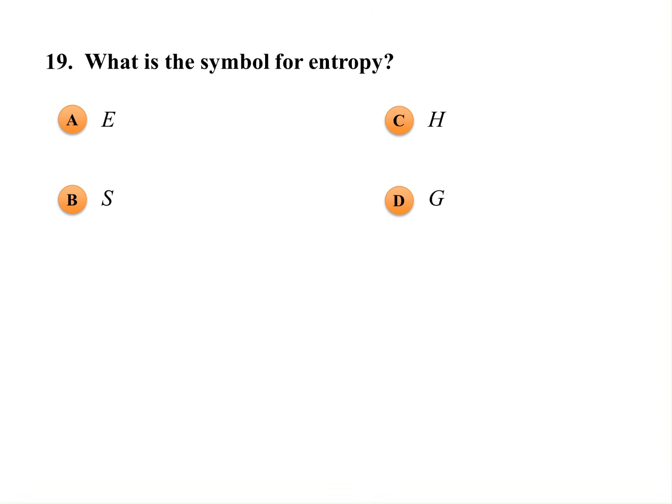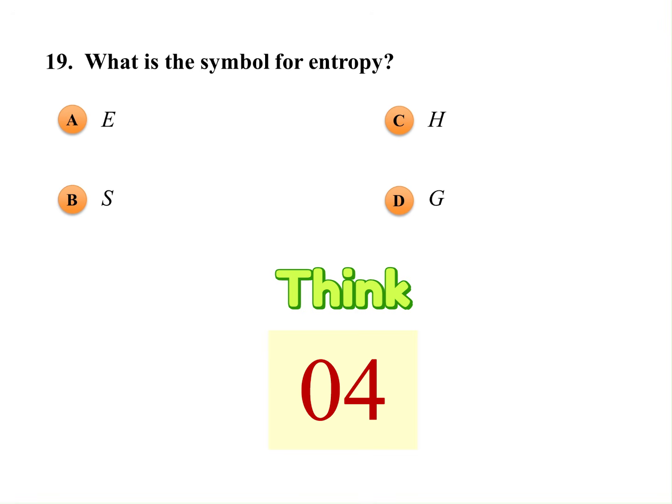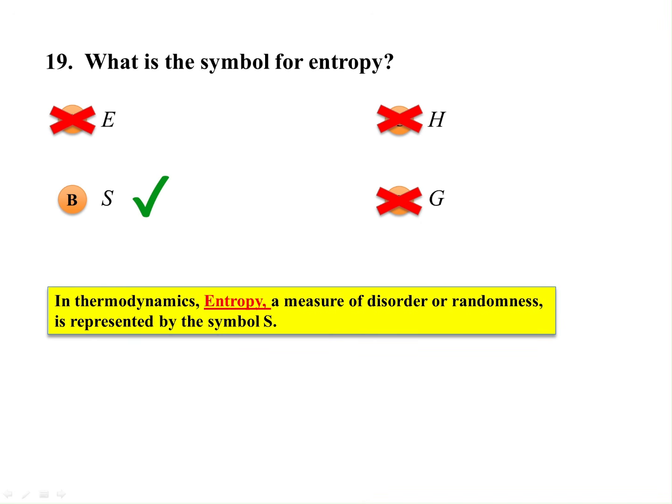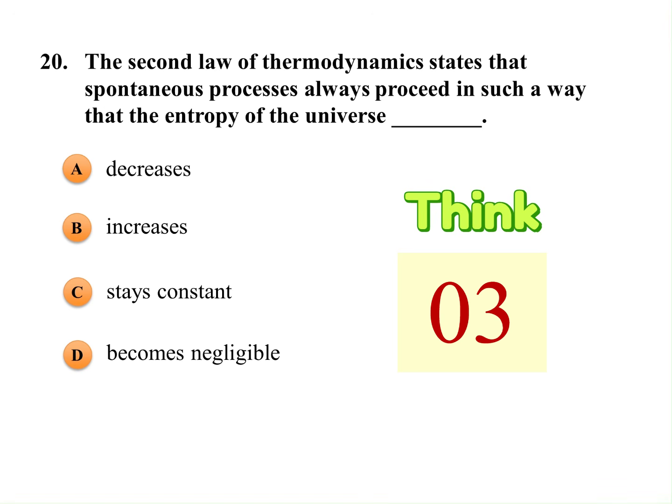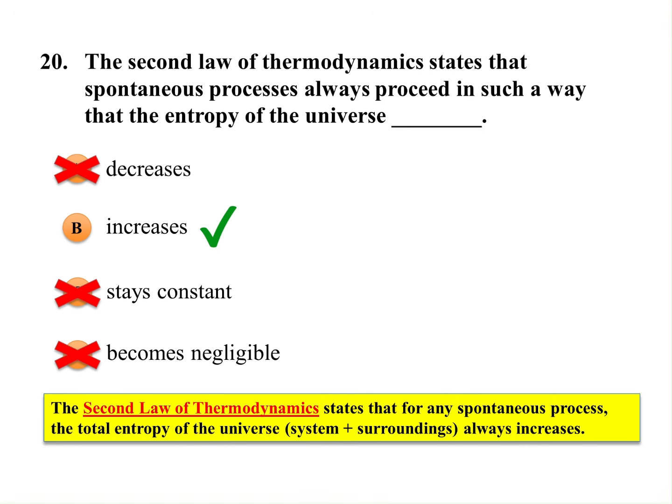What is the symbol for the entropy? Of course, it's S. And entropy is the measure of disorder or randomness. The second law of thermodynamics states that the spontaneous processes always proceed in such a way that the entropy of the universe, of course, increases.